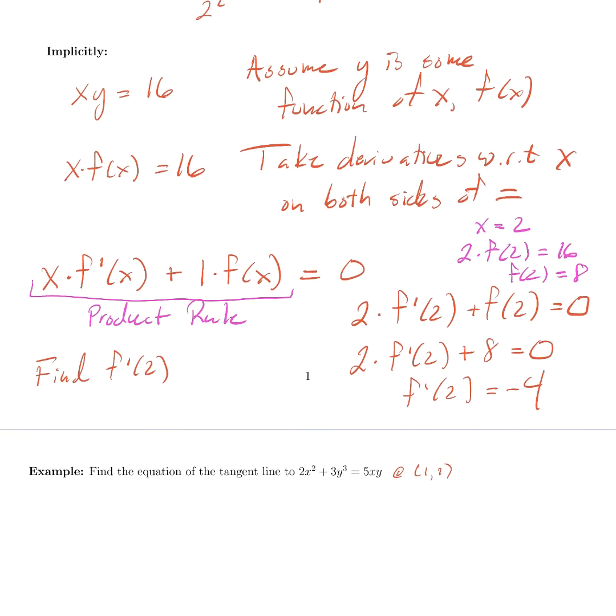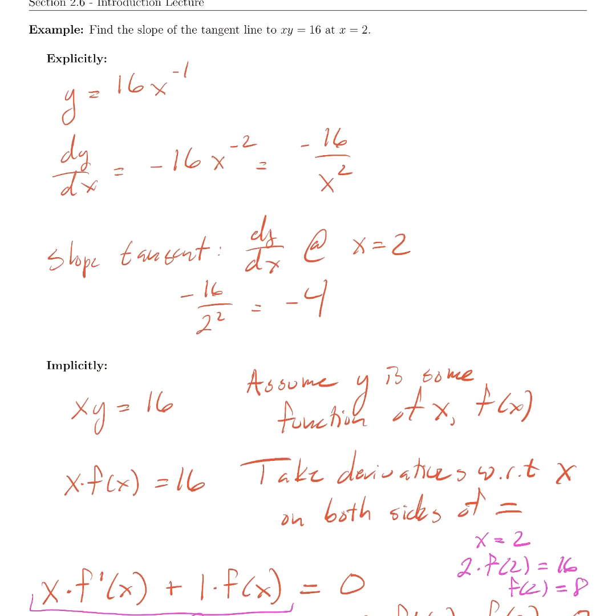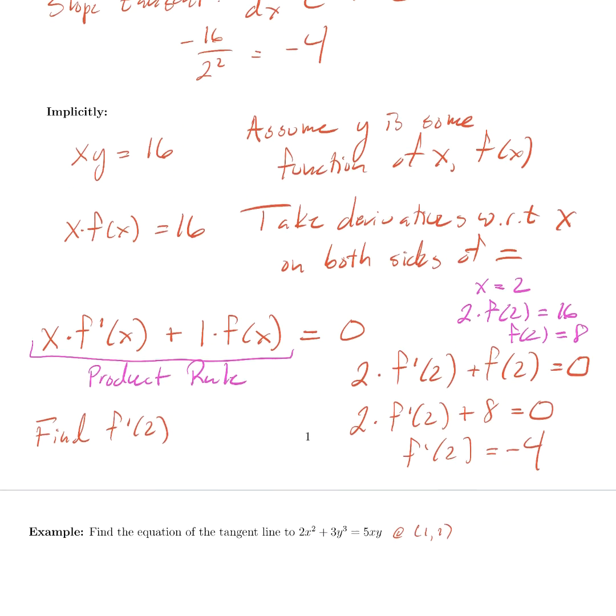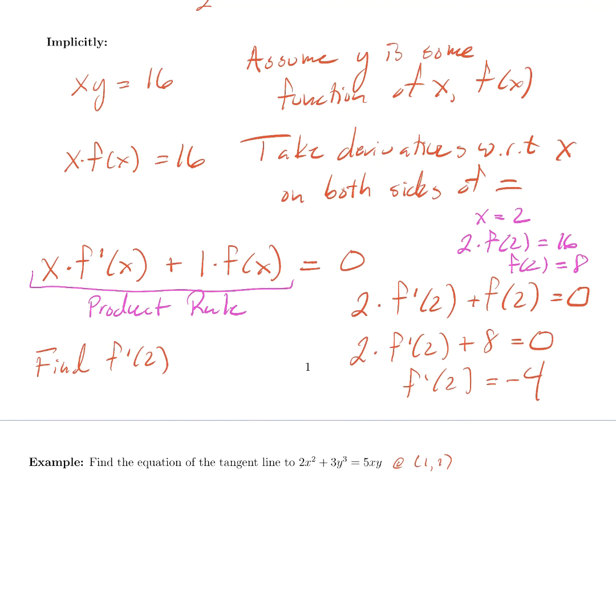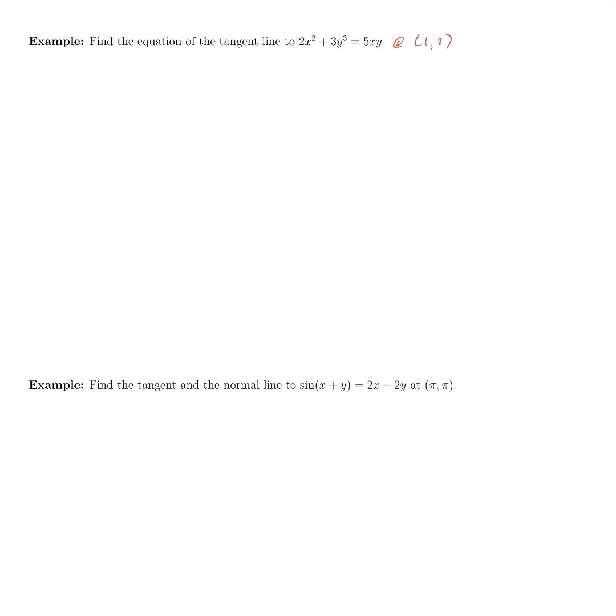Now you may watch me do that and go, well, why would we ever do that when doing this explicitly is much more straightforward? I agree, but the point is to illustrate this idea of implicit differentiation, because it will come in handy in situations like this one. So here's some curve. It's given by 2x squared plus 3y cubed equals 5xy. And I want us to find the equation of the tangent line at the point (1, 1). Okay, (1, 1) is a point on this curve, because that would say that 2 plus 3 is equal to 5, which is a fact.